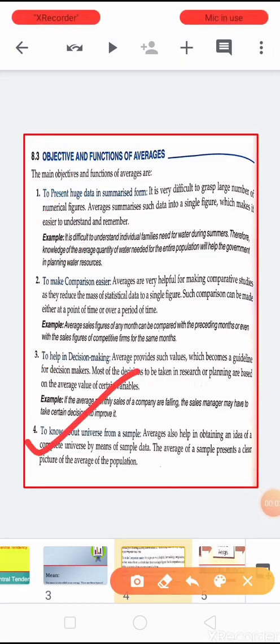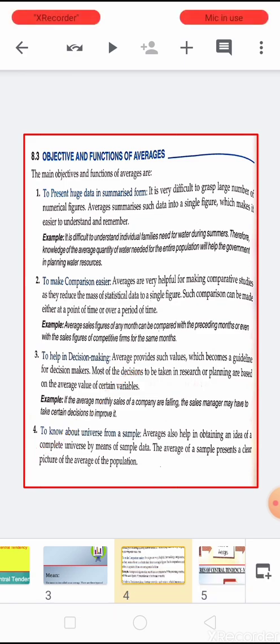And the last one is to know about the universe from a sample. So children, average also helps in obtaining an idea of the complete universe by means of sample data. The average of a sample presents a clear picture of the average of the population. As I just said, average represents the universe, a mass of statistical data. So one value represents all values of the series, and accordingly, conclusions can be drawn with respect to the universe as a whole.